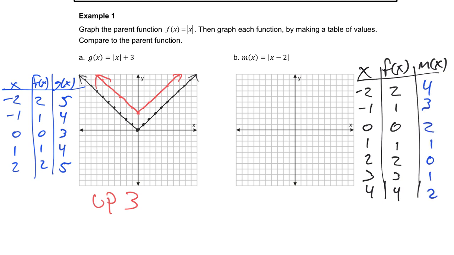The reason why I wanted to go a little further is notice I didn't see any change of direction, like where a vertex would be, but notice right here, I see a change of direction, some symmetry here. So I'm going to go ahead and plot my parent function, plot those ordered pairs. It has a slope of 1. Same thing here.